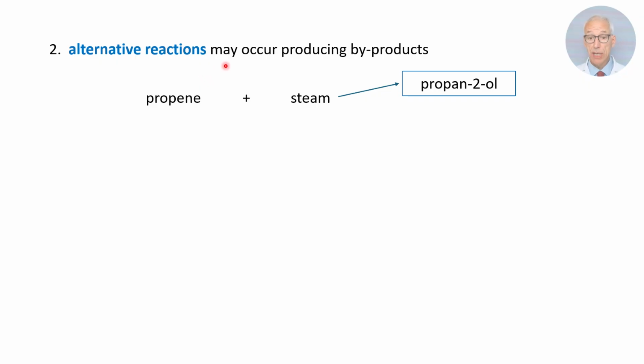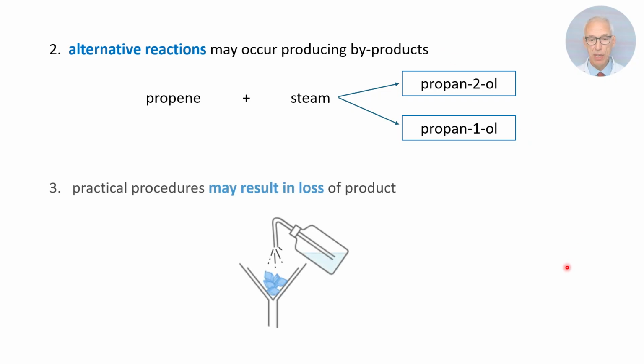Alternative reactions may produce byproducts. For instance, propene and steam will react to form propan-2-ol. However, there is also a small amount of propan-1-ol produced as the byproduct. So calculating the maximum theoretical amount of propan-2-ol, that mass will never be obtained because there will always be at least a small amount of propan-1-ol formed as well, a byproduct.